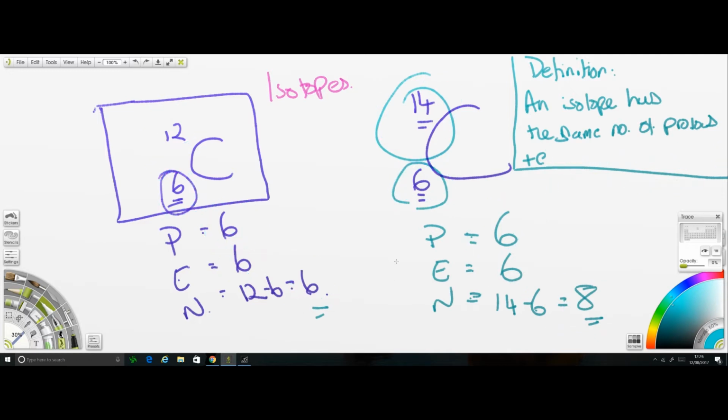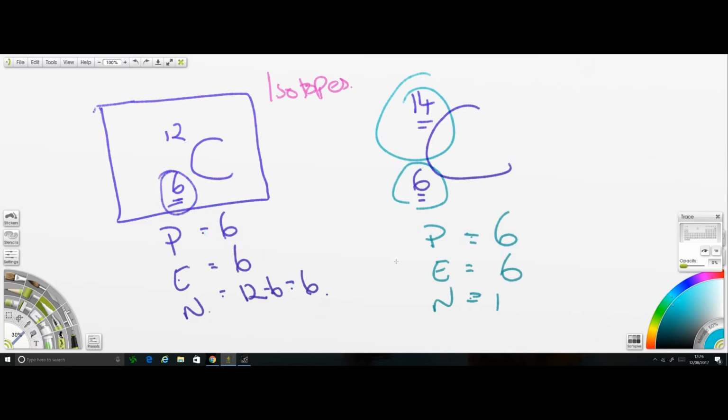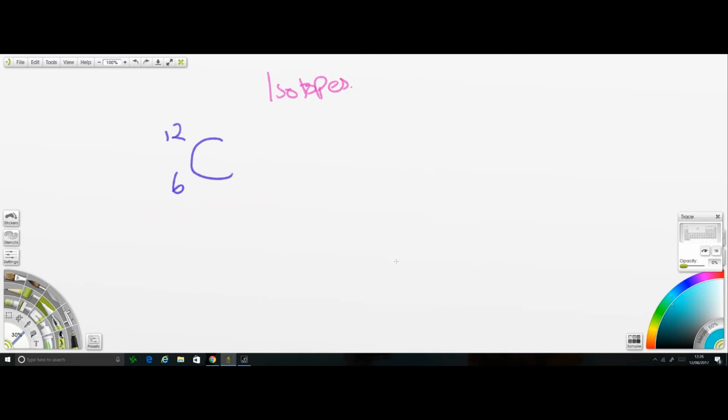So I'm going to give you another example, and I want you to work out and explain why, if at all, they are isotopes. Right, so I want you to look at this. I've got nitrogen 14 and nitrogen 15. I want you to tell me whether or not, using the PEN method, these fit the description or the definition of an isotope. Pause the video, see if you can figure it out yourself, then unpause it and see if you got it right.